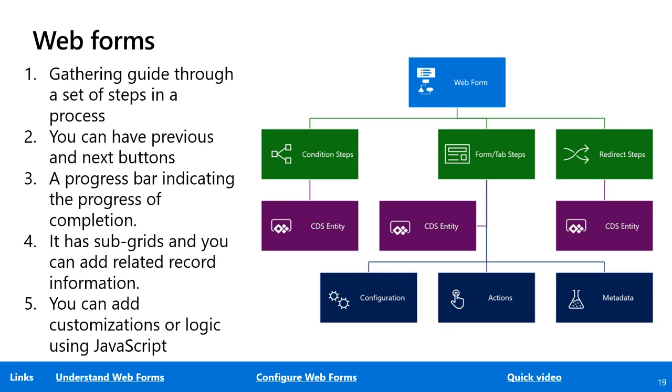As you see here, you can have next and previous buttons on your web form. You can have a progress bar indicating the progress of completion of your overall process. You can have subgrids, and you can add related record information for your entities. You can add customizations, or you can even add logic using JavaScript.